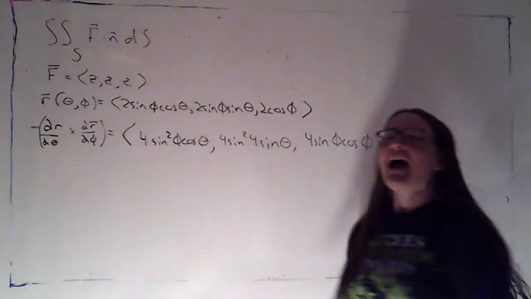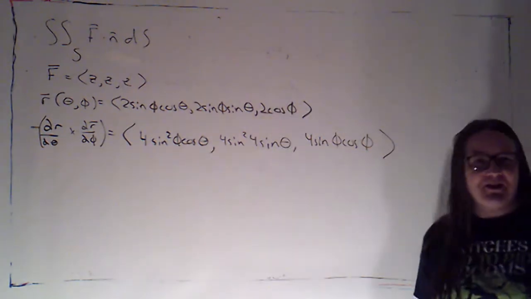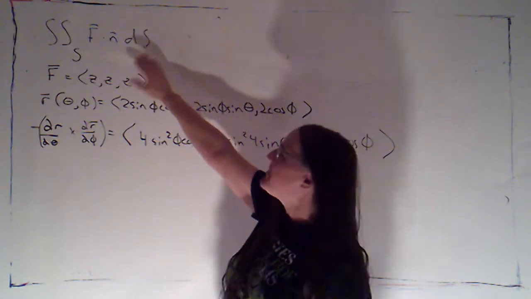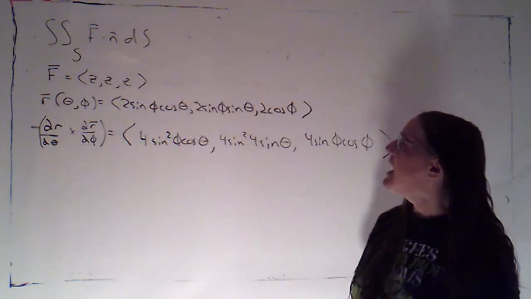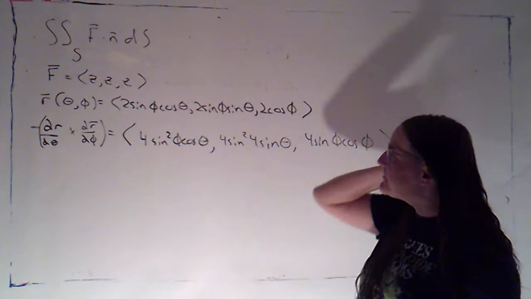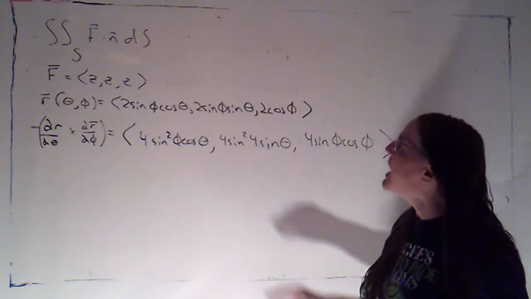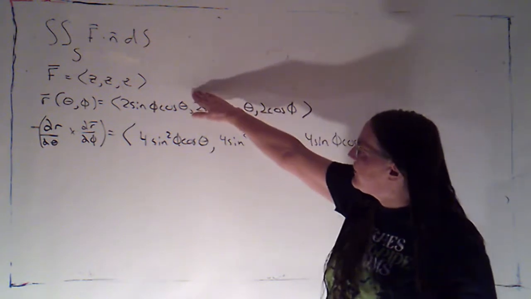So I've copied down the relevant information from the problem that we are in the middle of. We're trying to calculate this flux integral. That's sometimes called, by the way, the surface integral of f across s. It's also called a flux integral. Okay. So this was our vector field.